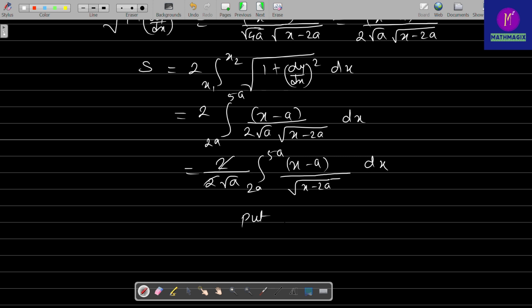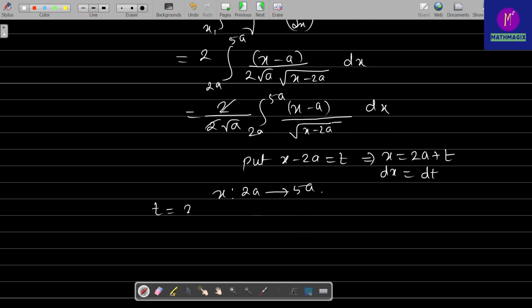So I'm going to put x minus 2a equal to t, which implies x is equal to 2a plus t, which will give us dx equals dt. Derivative of 2a is 0, so dx will be dt. As we have changed x to t, obviously we need to change the limits as well. As x is varying from 2a to 5a and the value of t is x minus 2a, whenever x is 2a, 2a minus 2a is 0, so t is 0. Whenever x is 5a, 5a minus 2a is 3a, that means t is 3a.